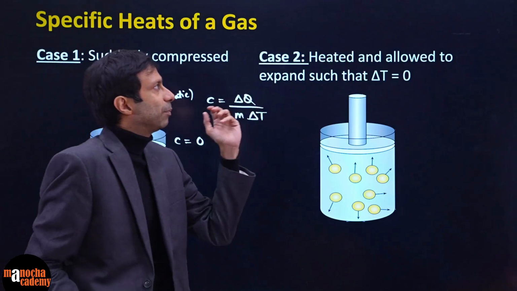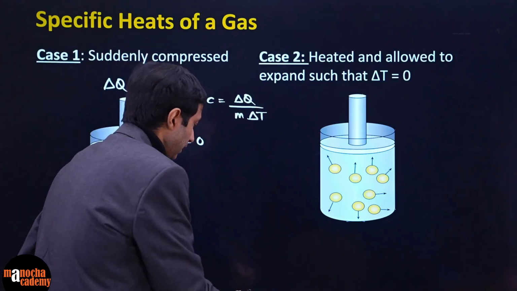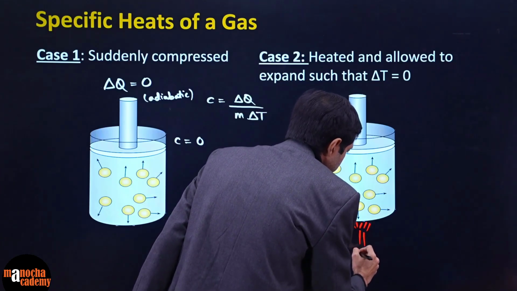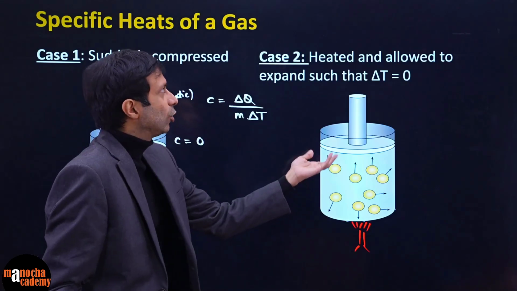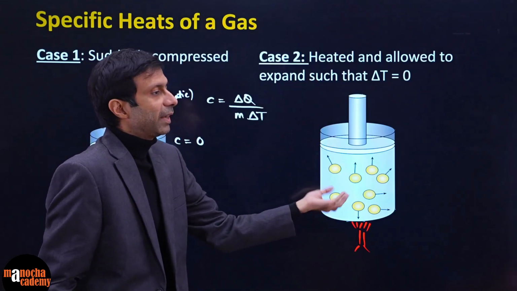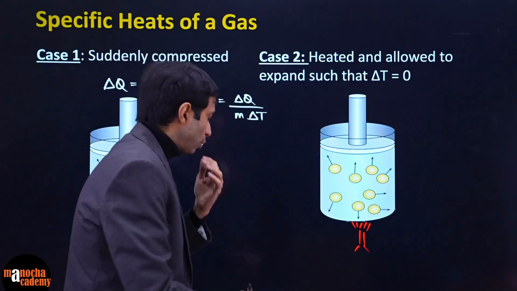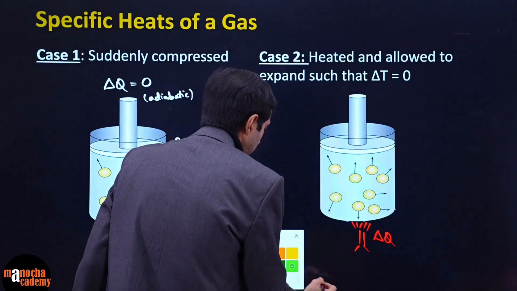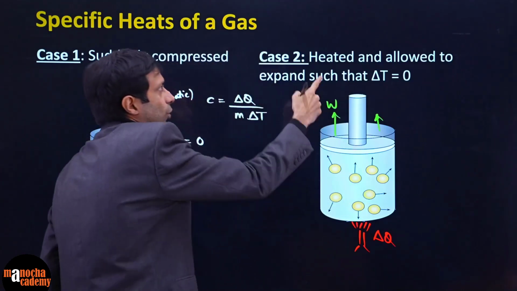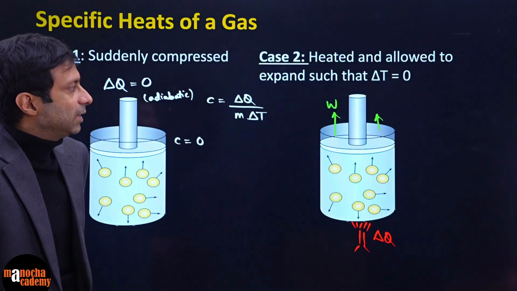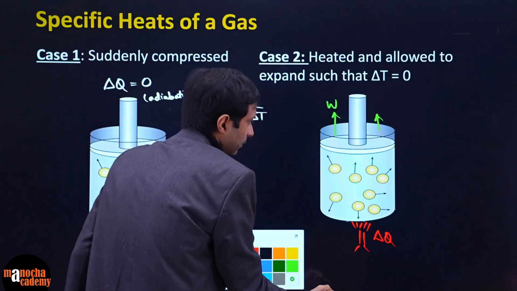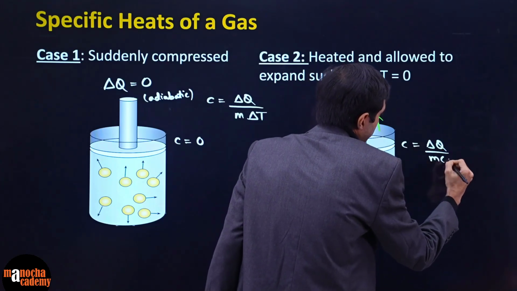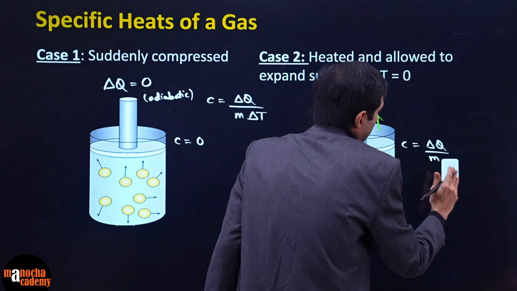Okay, let's look at case number 2. When you are heating it and you're allowing the piston to keep on smoothly expanding. So basically what's happening is all the heat is being used for work, so that there's no increase in temperature of the gas, right? All the delta Q you're supplying over here is being completely used for work, so that your delta T is 0. So in such a case, what will be the C? C is once again delta Q by M delta T.